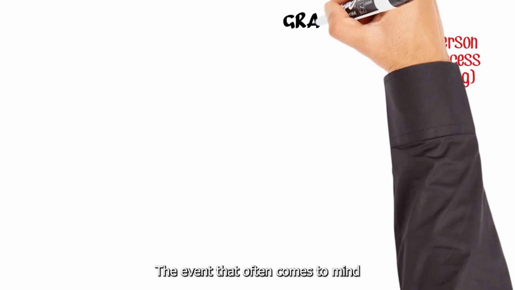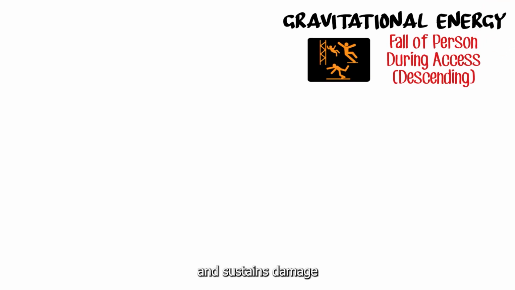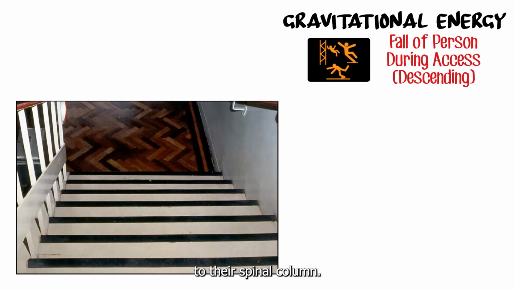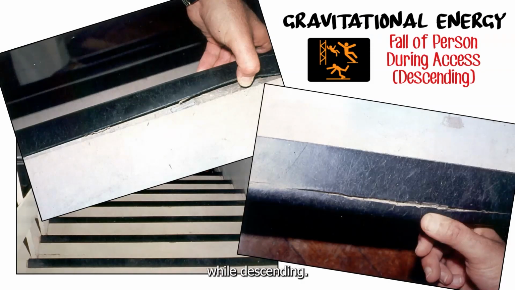With respect to the mechanism of falls while descending an access system, the event that often comes to mind is when a person slips while descending a set of stairs and sustains damage to their spinal column. Often it is the case that the tread noses are worn or there is insufficient lighting that has contributed to this hazard of gravitational energy and the mechanism of fall while descending.